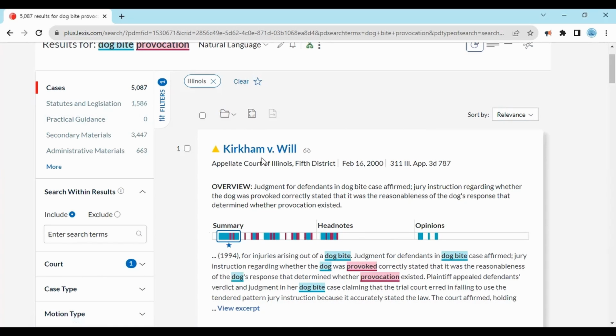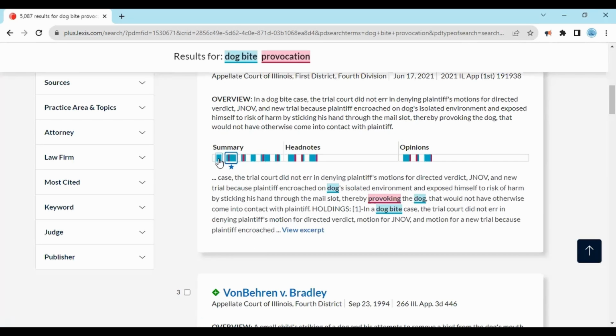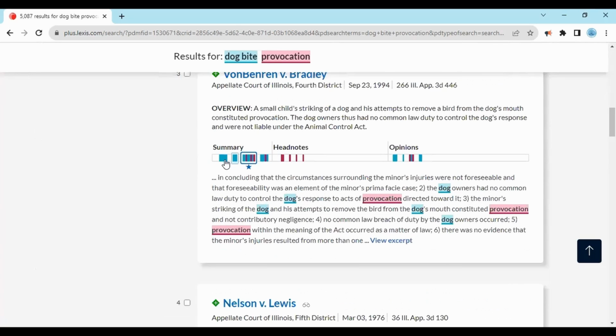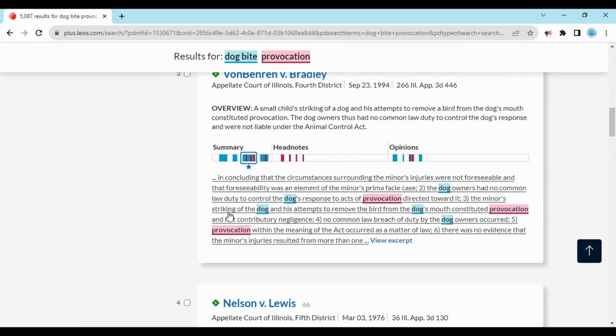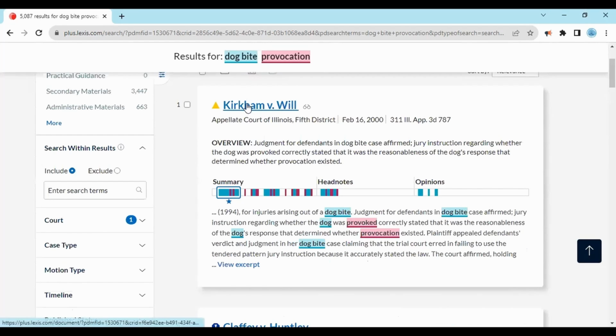We're going to click on that in a second, but let's just go down and look at some other cases. As you can see, this one, we have a lot of dog bite discussion, but not as much provocation discussion. So maybe that one's not as good as CREAC. This one, again, is a little more sparse with its discussion of our search terms. So let's just go back up to CREAC. That looks like it's going to be a good case.